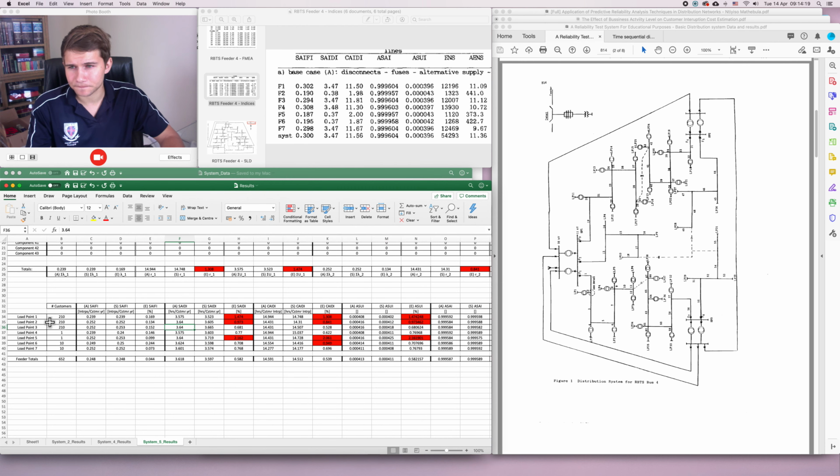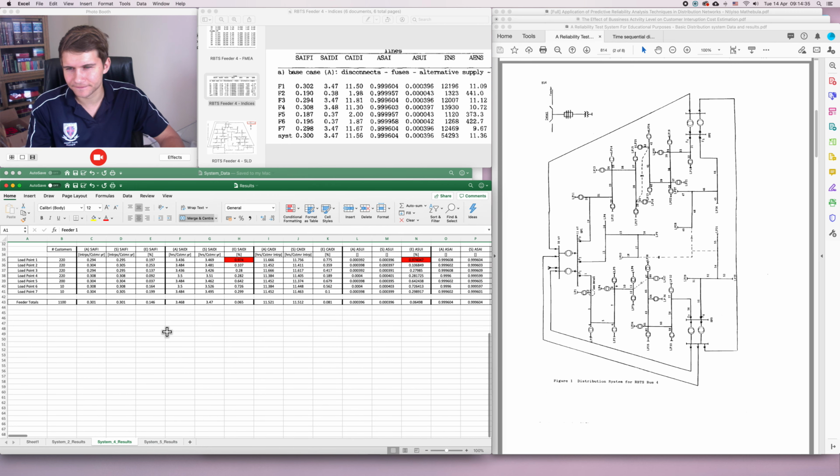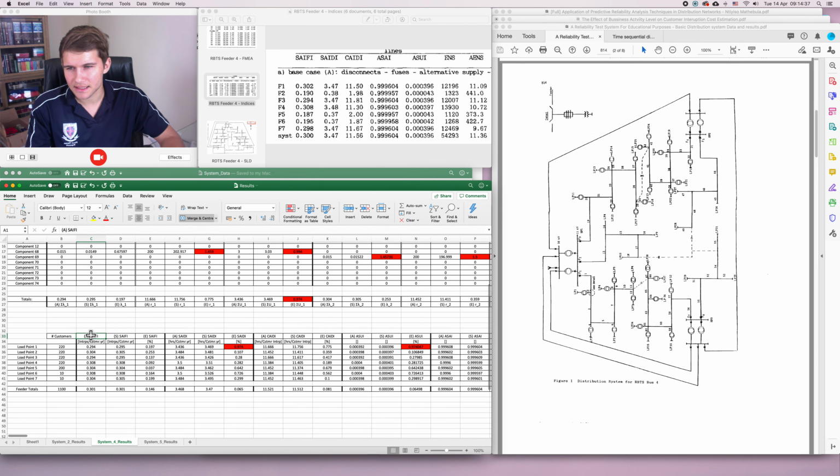Back to the results. For instance, load point 1, these are in feeders, so this only takes these feeder totals here at the bottom. So for instance, feeder 1 is the safest, 0.302. Oh wait, this is system 5, sorry, gotta go back to 1. So here is the safety. Safety is 3.2, 3.2. It's off by 0.1. And then the SAIDI is 3.47, 3.468, and then 3.47.